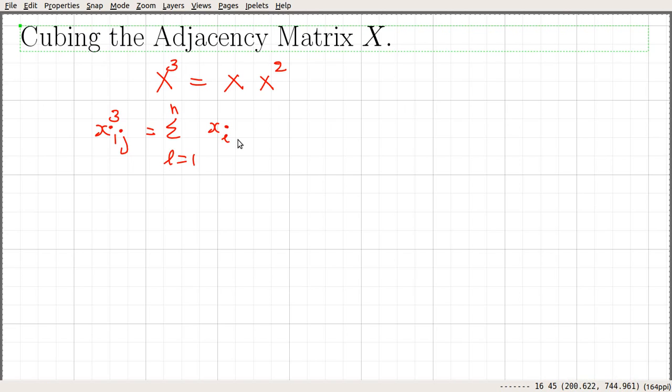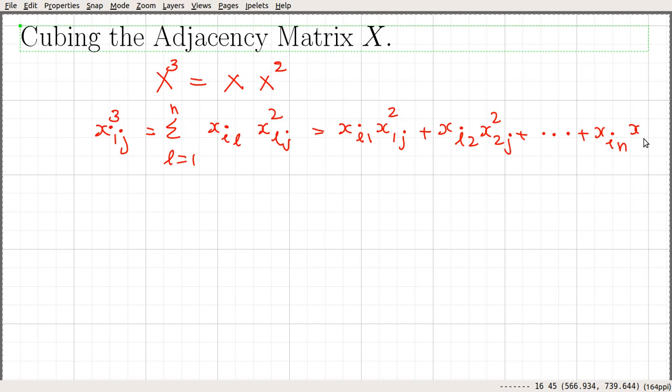We have xil, the il entry of this matrix, and xlj, the entry of this squared matrix. If you expand the summation, you get xi1 x1j² plus xi2 x2j² and so on, and the last one will be xin xnj². Just expanding this, we can see that this particular product is equal to 1 if and only if this quantity is equal to 1 and this quantity is equal to 1.